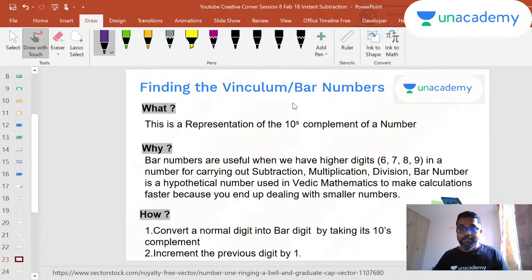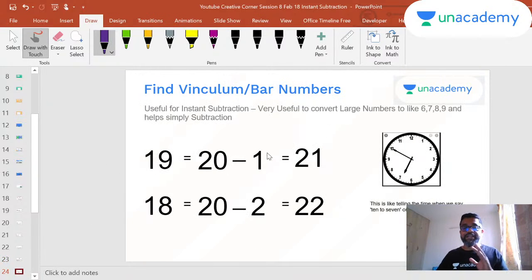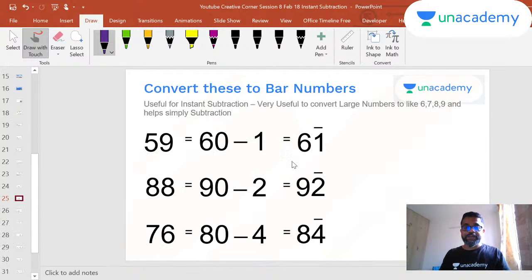It's called bar numbers. This is one of my most favorite things in Vedic maths, because bar numbers help you simplify any kind of problem in arithmetic, whether it's addition, division, or subtraction. We'll talk about bar numbers now. It's a very interesting representation.